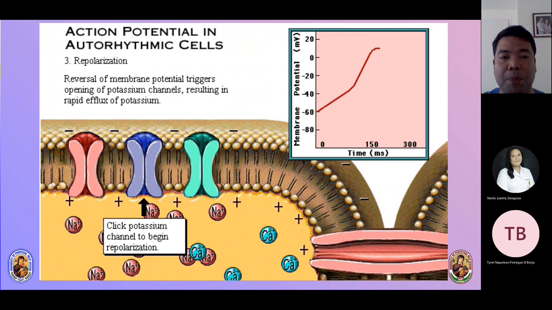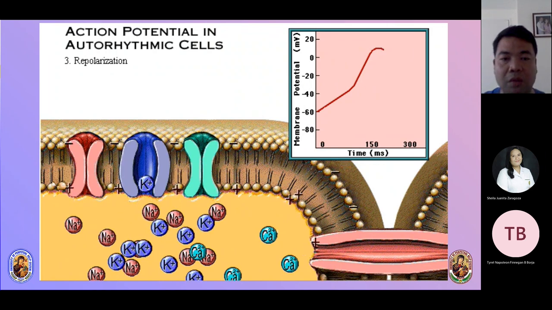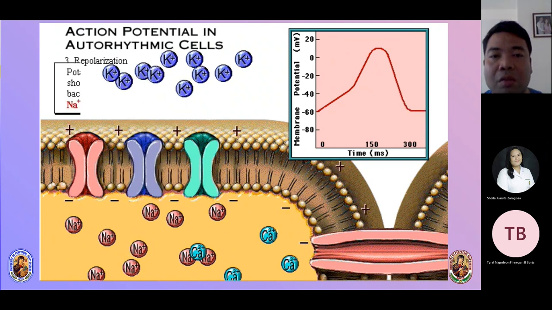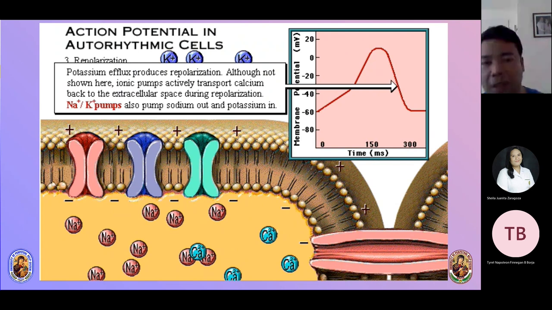And since potassium is a positive ion, when positive ions go out of the cell, it will result in the return to a negative state again on the inside, meaning you go back to the original resting membrane potential. Hence, the term used here is repolarization, meaning you go back to the resting membrane potential. From being positive, you go back again to negative 60 millivolts. From negative 60 millivolts, maghihintay ka ulit that a few sodium channels open, and then slowly sodium will again enter the cell until you reach the threshold.